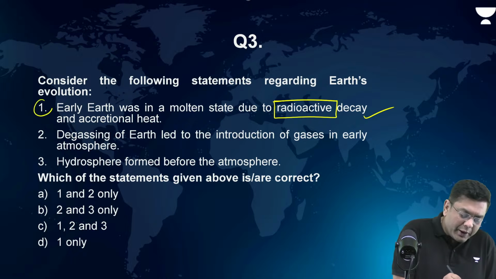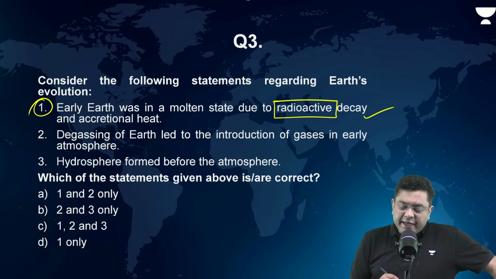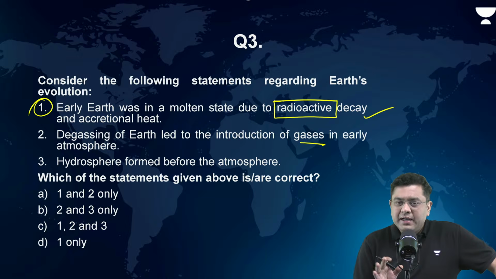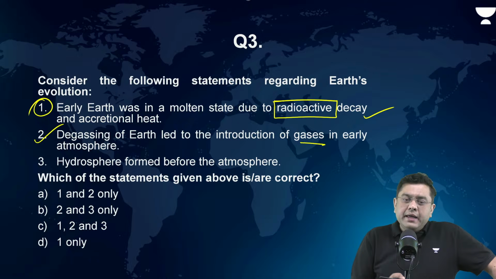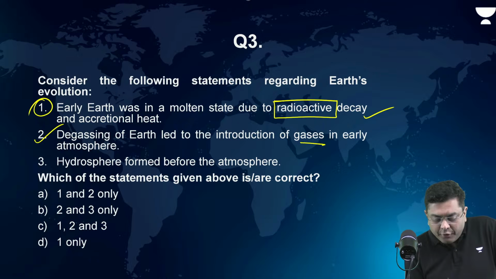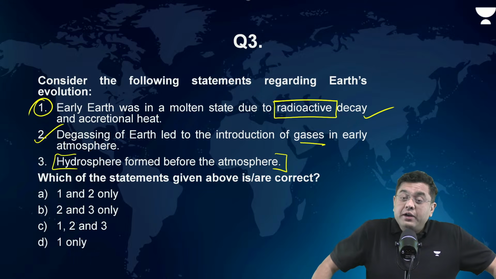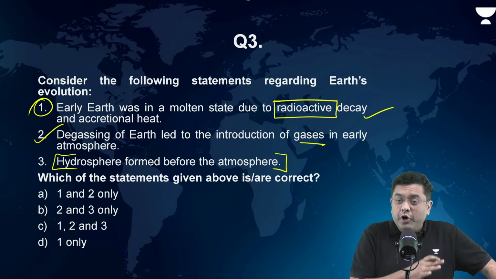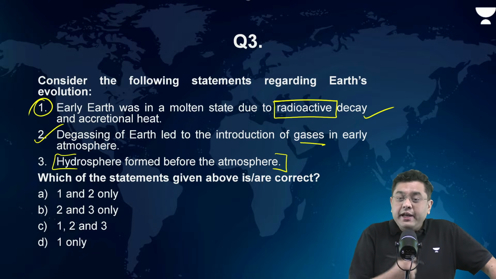But let's assume I am confused about the first statement. I don't know whether the first statement is correct or not. Let's go ahead with that assumption. Degassing of Earth led to the introduction of gases in early atmosphere. This is correct. Introduction of newer gases happened during the phase of degasification. The third statement, hydrosphere formed before the atmosphere. Can that be correct? Hydrosphere got into creation only after the phase of torrential rainfall. Hydrosphere was not created before the torrential rainfall.